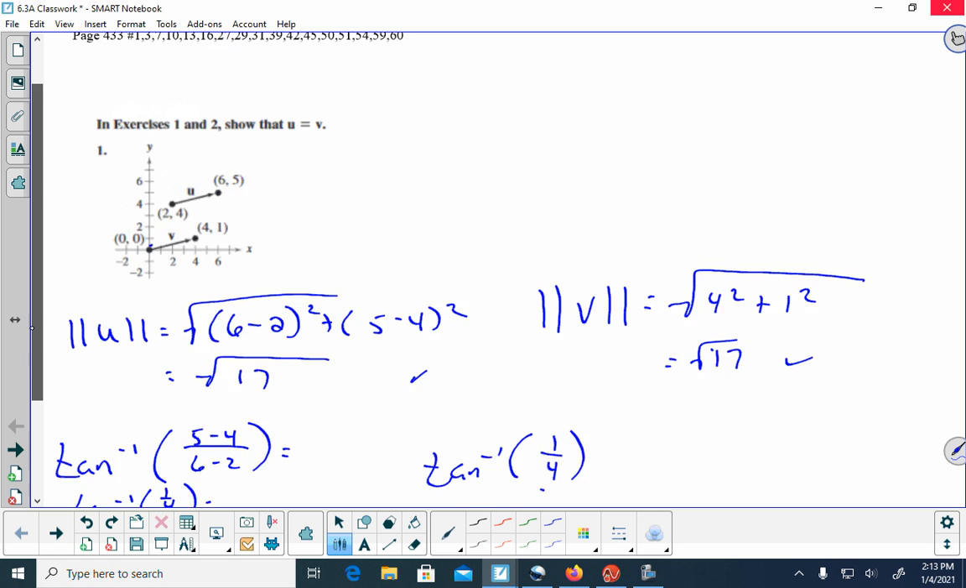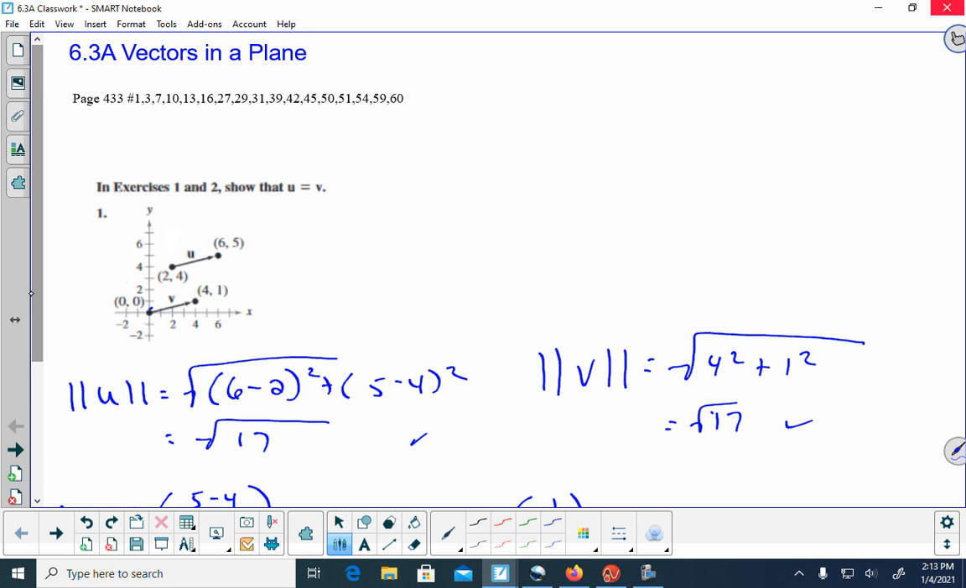I can do this on a smartboard. You can't do this at home. If I take u and I sketch u, and I just take that angle, and I pick it up, and I lay it right on top of v. That's one way it could have been done.